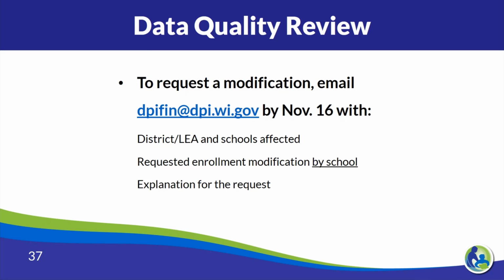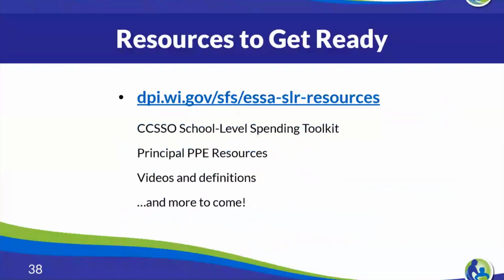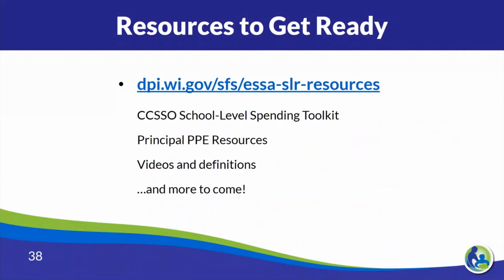There are a variety of resources available to get ready for this reporting requirement. We've started compiling a specific page on ESSA reporting resources. It does include things like what's called the school level spending toolkit from the Council of Chief State School Officers, basically a set of communications templates to start rolling out your information for this. There are some resources from the National Associations of Elementary School and Secondary School Principals. They put out specifically for the principal point of contact.